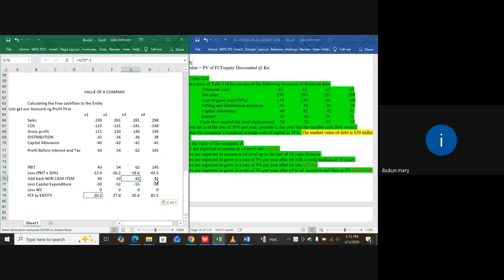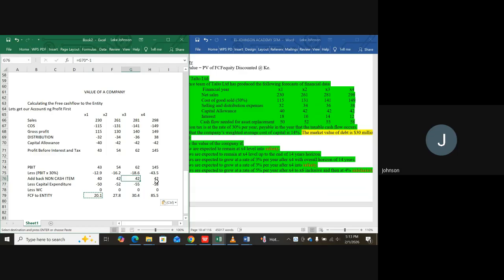I don't think anything is wrong with it. Since we are doing it for the entity, not for equity, we would have recognized the debt and other things. But this is for the company, so I think we are right. Supposed to be right, but why is it not right?